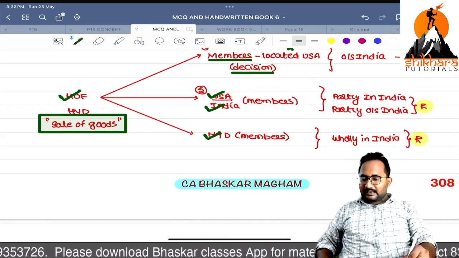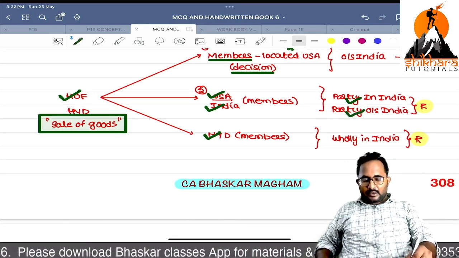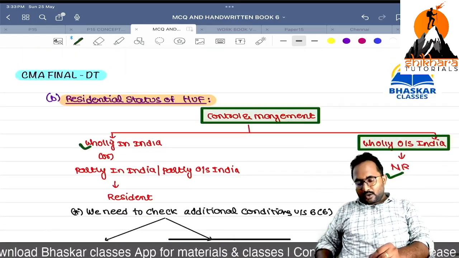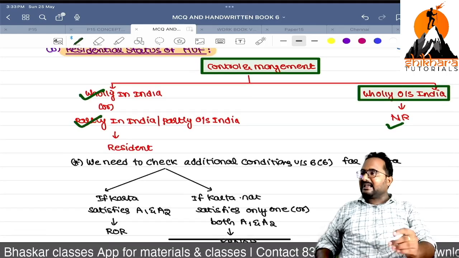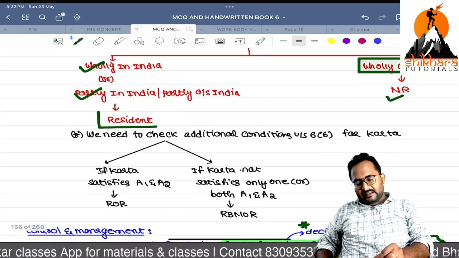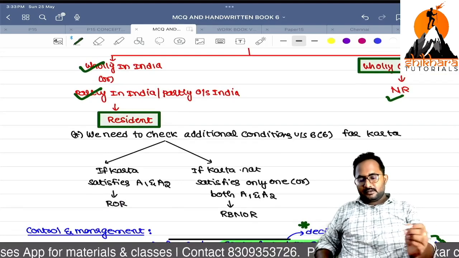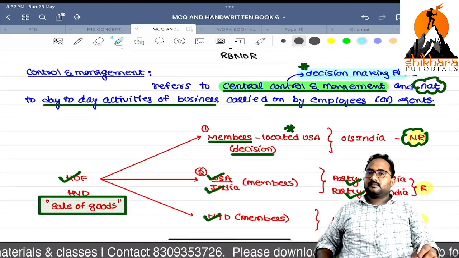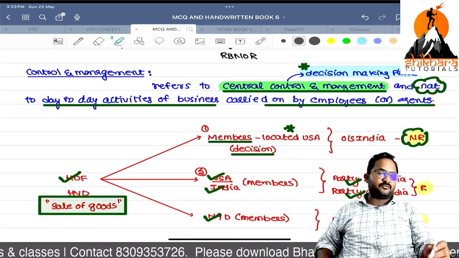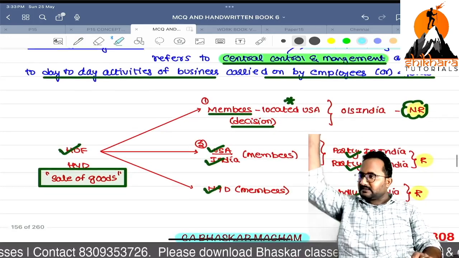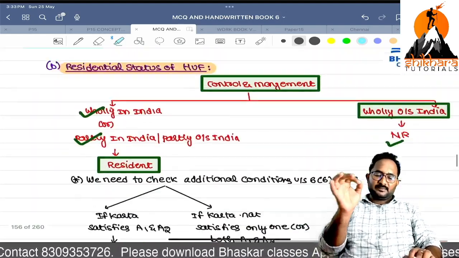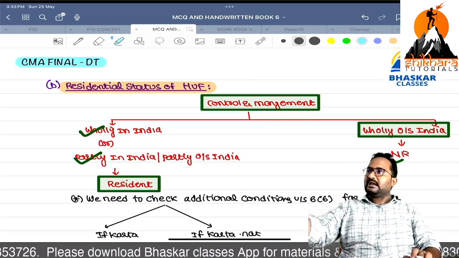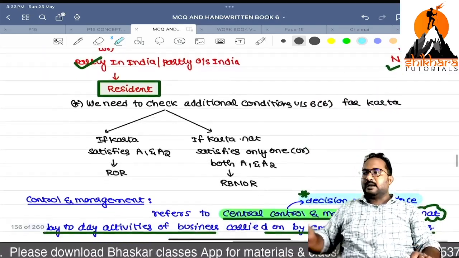Now, can you tell me, partly control in India, partly control outside India, or wholly in India? In such a case, please check it out: control wholly in India, or partly in India and partly outside India. Now we can say that person is a resident. Control and management means the decision making place. So who are the decision makers for the HUF? Members. If members are totally situated outside India, control and management is outside India, so the answer is non-resident. If partially situated in India or outside India, or wholly situated in India, then the answer will be resident.